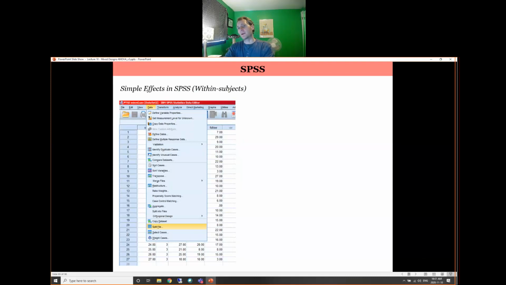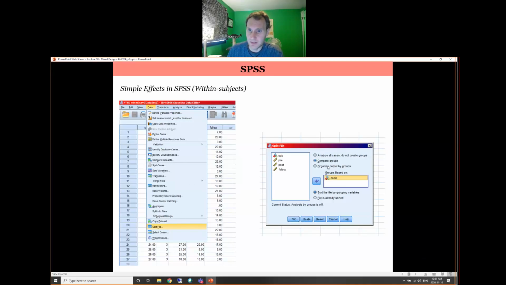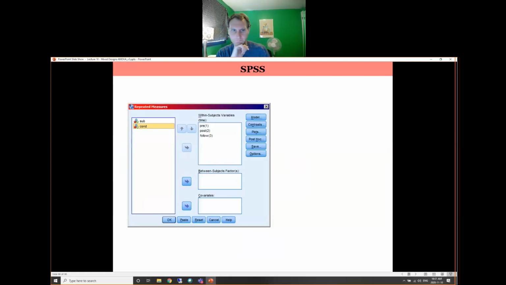If we wanted to look at our simple effects in SPSS, we could do something called splitting the file. So here I'm going to look at my within subjects simple effects by splitting the file. And what I mean by splitting the file, I'm going to come up to my data tab, come down to, it's literally called split file. And I'm going to say compare groups by condition. So basically what I'm saying is chop up my data into 3 different data sets according to each condition. That's what this does. So okay, I went and I set that.